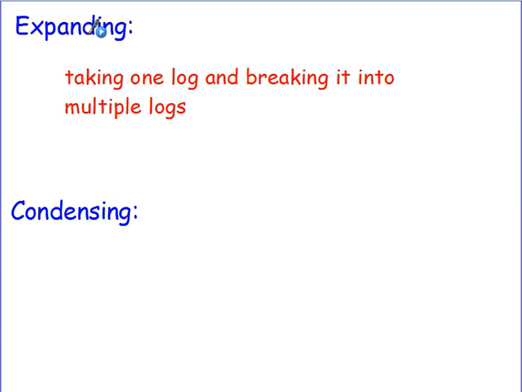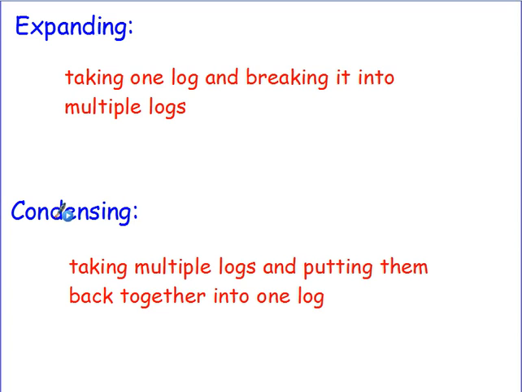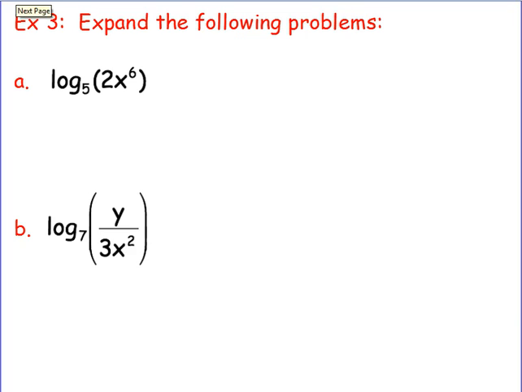The other instruction you're going to see in your homework is condensing. Condensing means to get smaller. So this is when we are going to take multiple logs and put them back together into one log. So we're going to look at some examples, some simple, some more complex. We're going to start with expanding. So we are expanding, which means we are taking one log, as you can see there's one log on both of these examples, and breaking it apart into multiple logs.